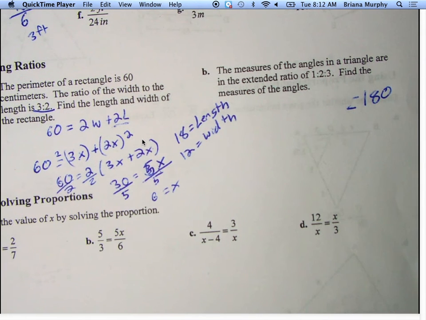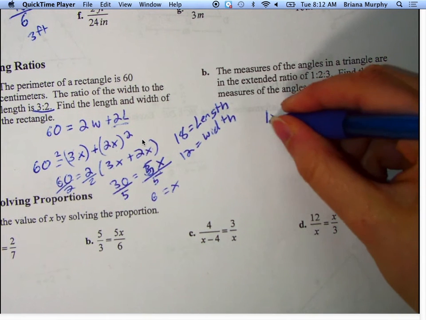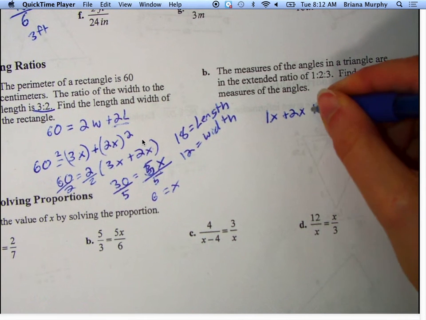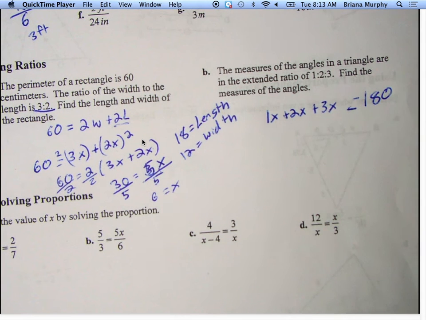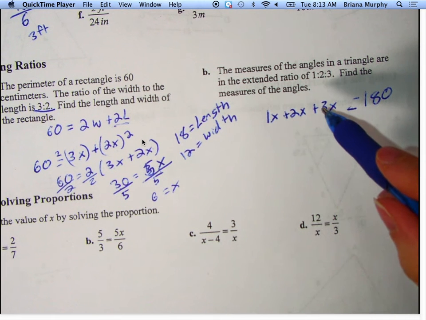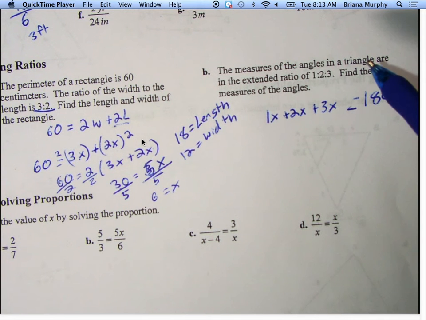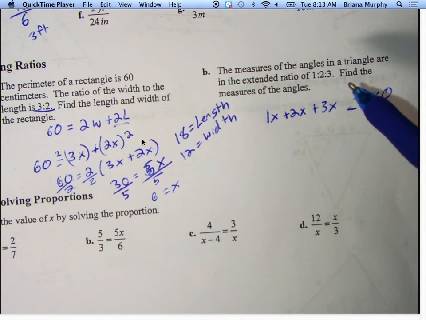So I want to find my ratio. My ratio is 1, 2, and 3. So we go 1x plus 2x plus 3x. We're adding because when we add up the angles, we get to 180, right? And the ratios are 1, 2, and 3. So whatever my first angle is, my second angle is twice as big, and my third angle is 3 times as big. That's what it's telling me. Does that kind of make sense?